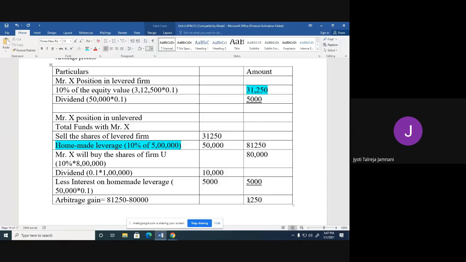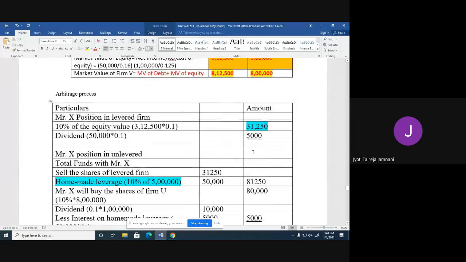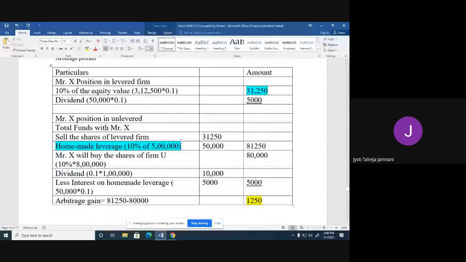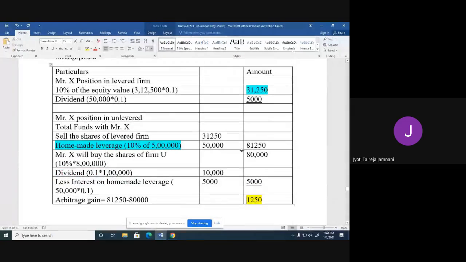Any doubt with this problem from beginning to end, please let me know. The problem ends here. You have to show this gain. This is very, very important to be shown. Once you show this arbitrage gain and same income in both the companies, the problem is solved. Please let me know if any doubts. Otherwise, we'll start with the next sum.